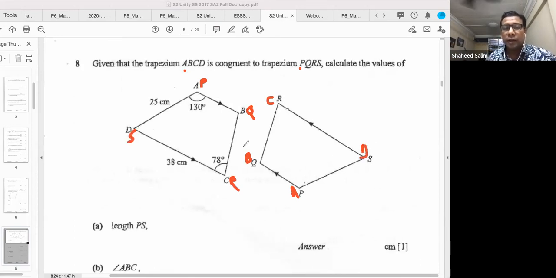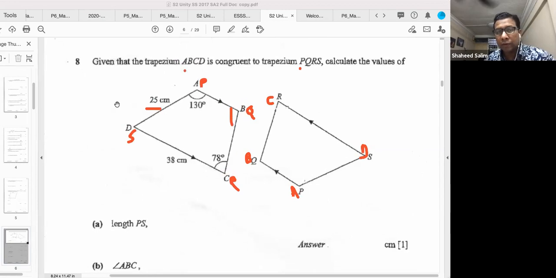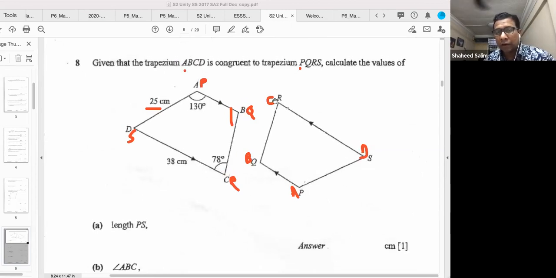Very simple. They ask me now, what is the length PS? PS is AD. AD is 25, straight. Very easy. Next one, angle ABC. What's the angle? I can just minus, right? 180 minus. Okay, this one is okay. The next one is what did I ask? PSR. So angle D.